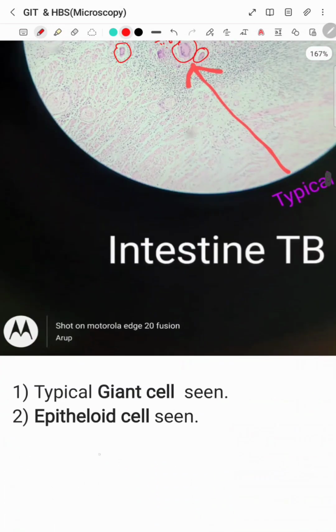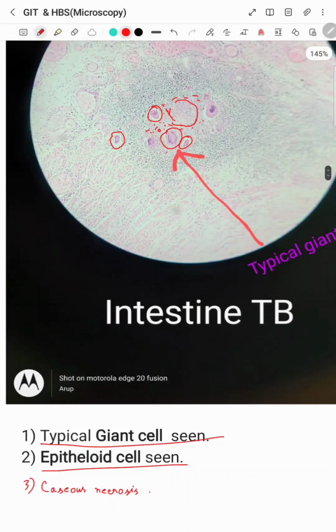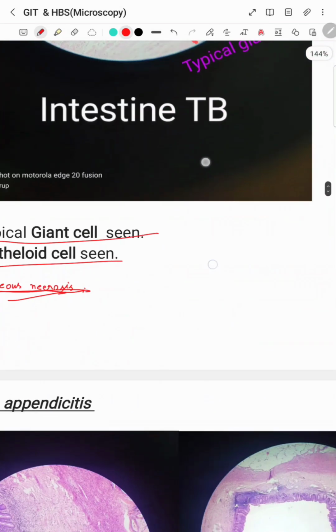So what are the points? The typical giant cell is seen and epithelioid cells are seen, and you can write that caseous necrosis is seen also.